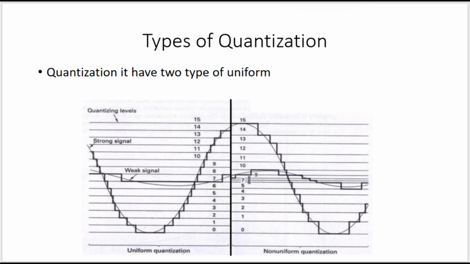quantization, the quantization levels are uniformly spaced. Each interval has the same width, simple and easy to implement. Commonly used in most digital audio and video applications. And non-uniform quantization, the quantization levels are not uniformly spaced. More levels are allocated to smaller amplitude values and fewer levels to large magnitude values.